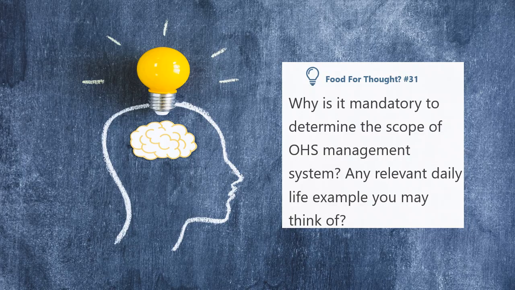So here's another food for thought. Why is it mandatory to determine the scope of the OHS management system? Any relevant daily life examples you may think of? Pause this slide and think of the answer before I explain.